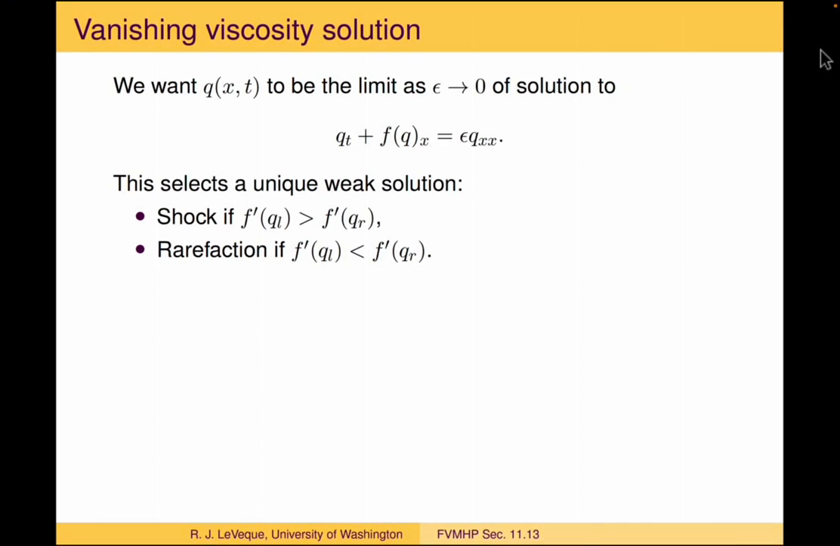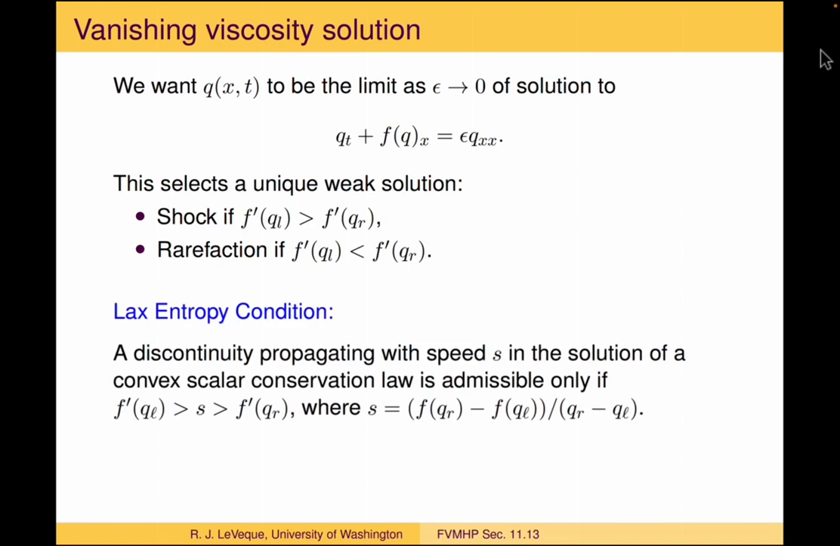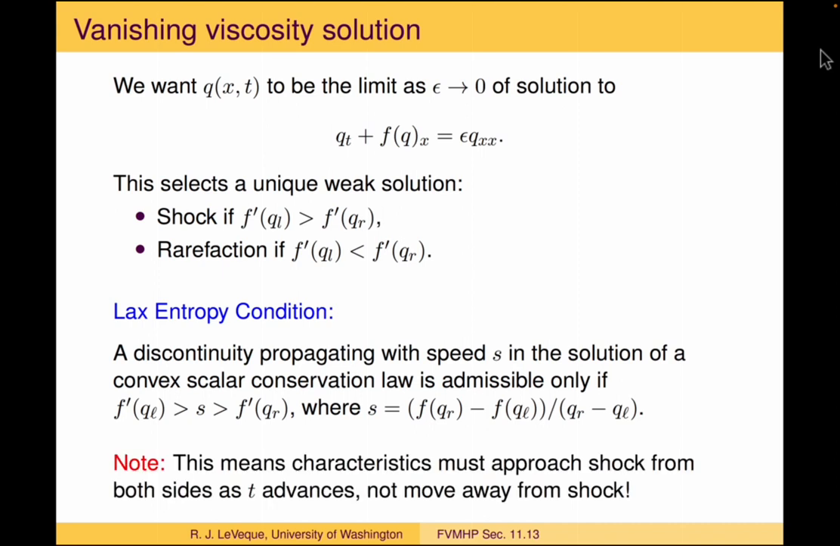So for a scalar convex conservation law, it reduces to something fairly simple, which is often called the Lax entropy condition: a discontinuity that's propagating with speed s in the solution of a convex problem is admissible only if the characteristics have this condition where the shock speed, the Rankine-Hugoniot speed, lies in between the characteristic speed on the left and the characteristic speed on the right, so that the waves are impinging on the shock wave. There's a generalization of this to non-convex problems as well, the Oleinik entropy condition, which is only slightly more complicated.